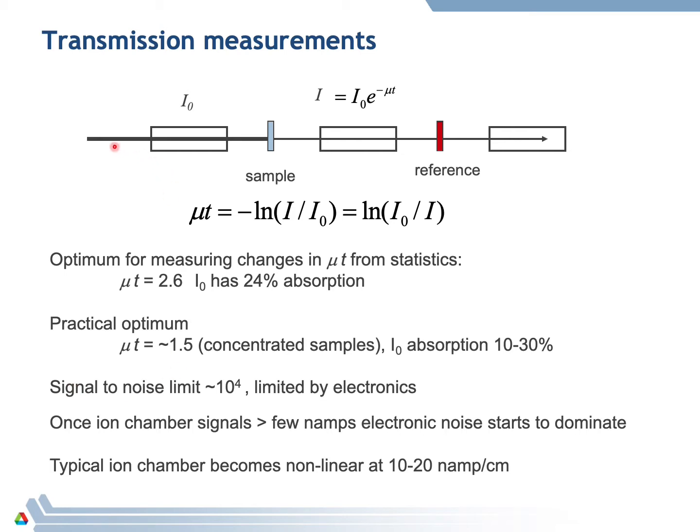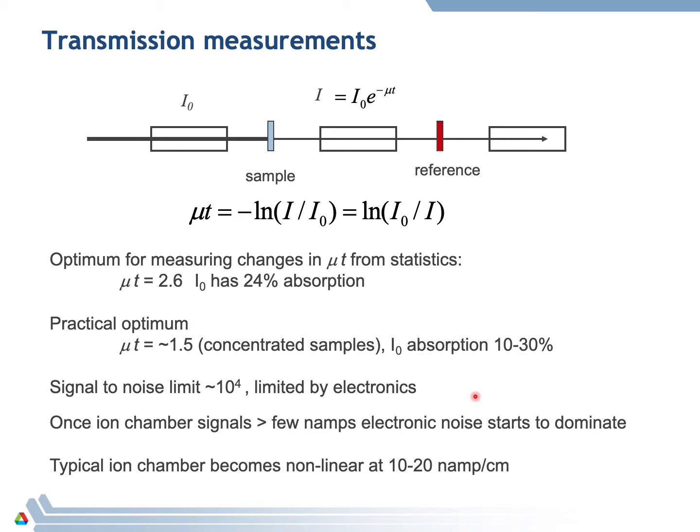Now, because we're measuring current and not counting photons, at some point we're going to be limited in signal to noise by the electronics that's used to amplify the current. It turns out that for typical situations, this noise will probably limit you to a signal to noise ratio of about 10 to the 4th, which is good. It's equivalent to having about 10 to the 8th photons absorbed in the ion chambers.